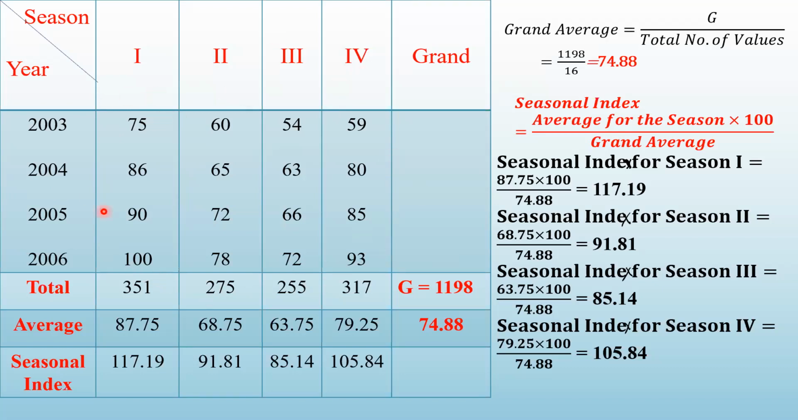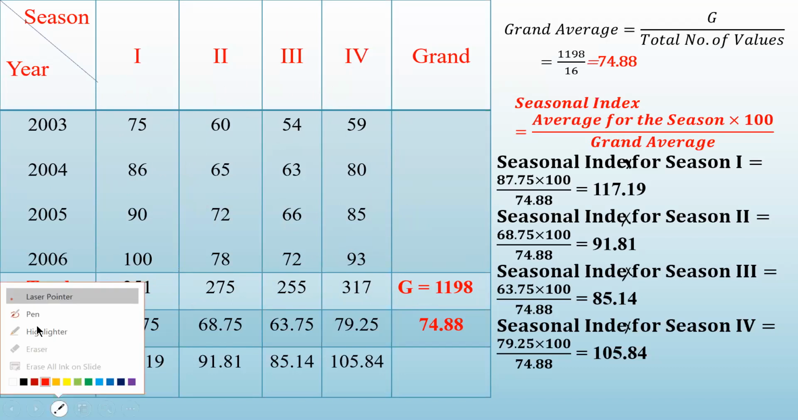So you see that the sum of the first column is 351, sum of the second column is 275, sum of the third column is 255, and sum of the fourth column is 317. So if you take the sum of these four values, you will get sum of all these numbers. So grand sum is 351 plus 275 plus 255 plus 317. So how are you getting this figure 1198?